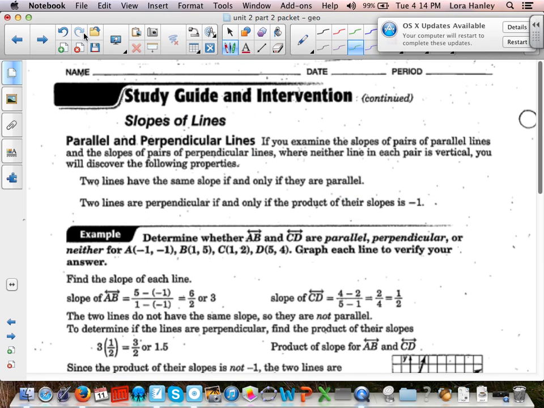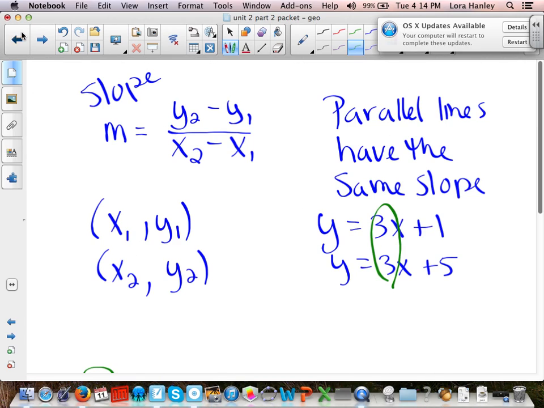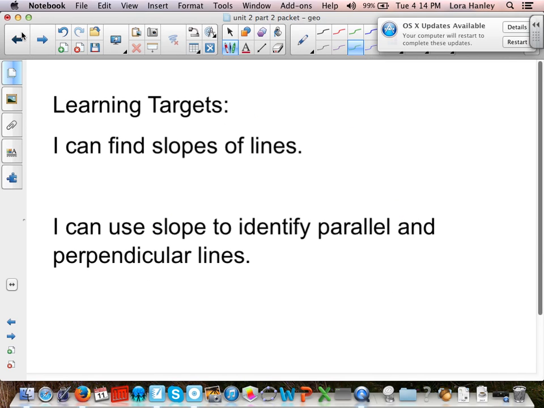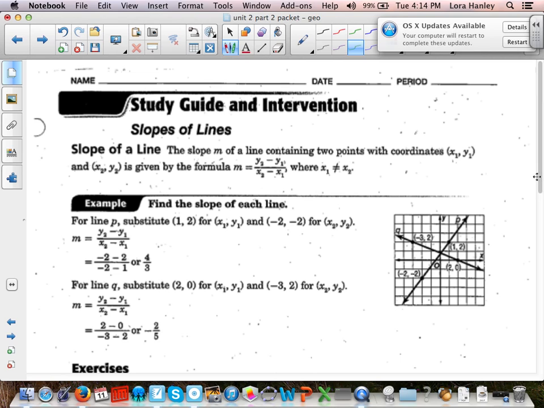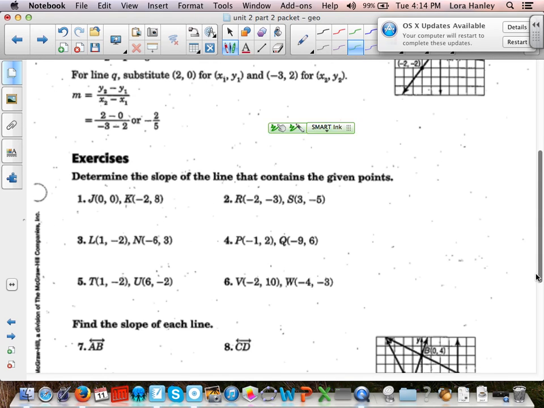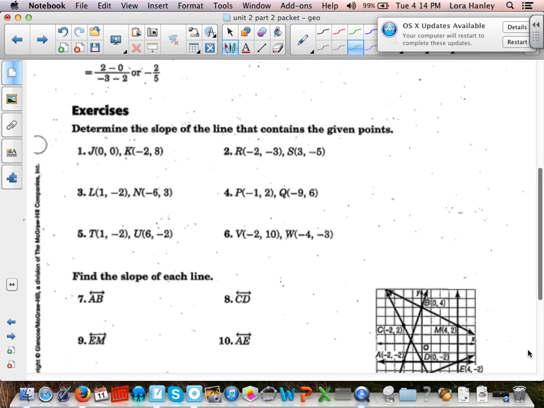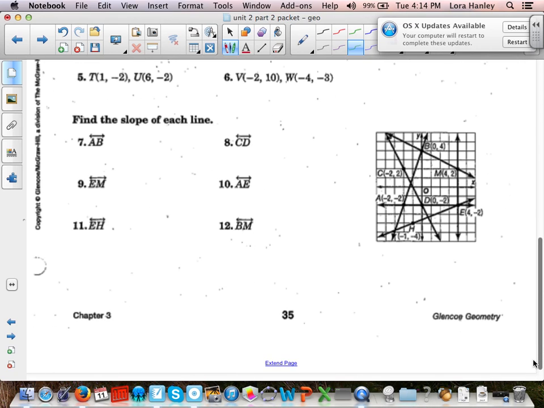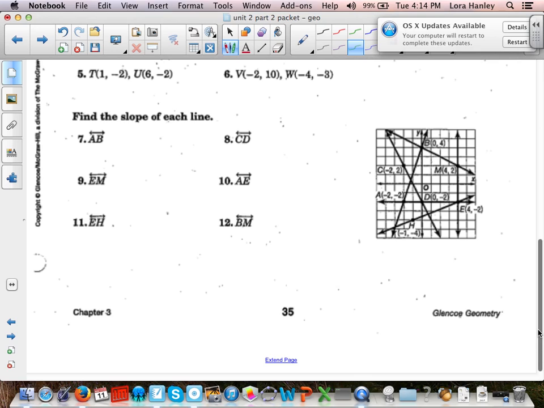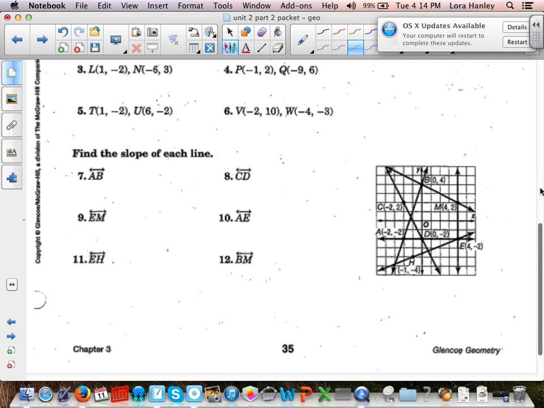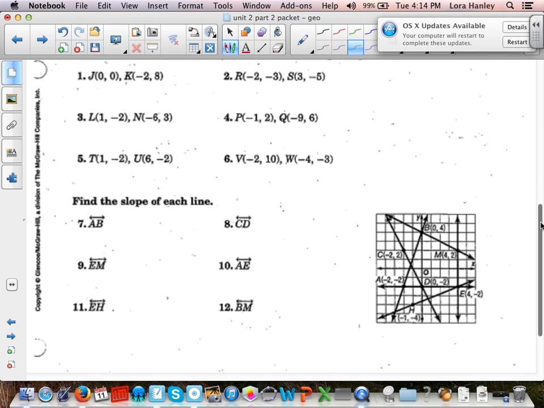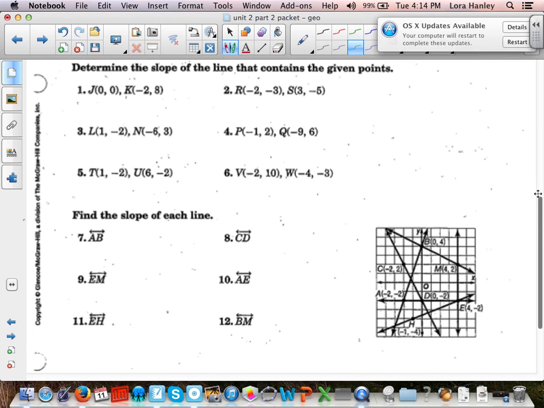If you go to your 3-3 study guide, they have given you, oops, wrong page. There we go. Page 35. They have given you some examples here. We'll do a few of these together. On this page, you only need to complete the odd problems. So let's look at number 1 together.